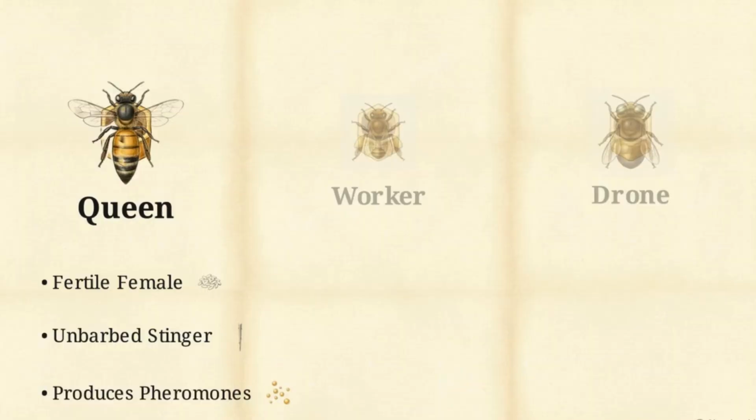Exactly. But her authority is not managerial. She isn't delegating tasks or yelling at workers to go find more nectar. Her main job is just laying eggs. It is a massive, relentless biological undertaking. She is the reproductive engine of the colony. The unity of the hive doesn't come from her giving orders. It comes from her biochemistry. Her biochemistry. Yeah, she constantly produces these special chemical compounds called pheromones.